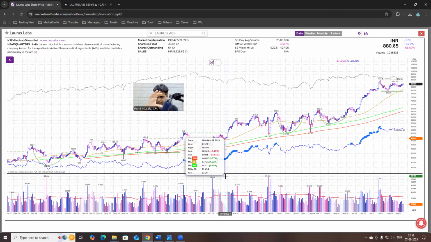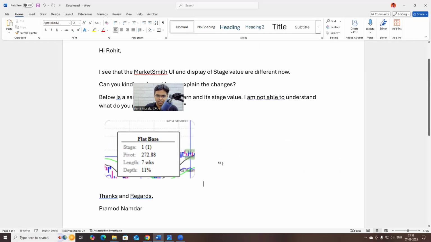Okay, if it's a nicely formed cup with handle on a weekly time frame chart or a double bottom on a weekly time frame chart, generally early stage bases are double bottom and cup with handles or cups. You do get the moving averages aligned by the time the base pivot point is formed. So just to answer Pramod's question, by the way, thanks to Pramod for bringing this point up.